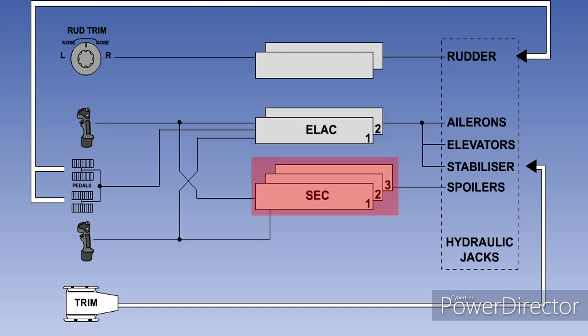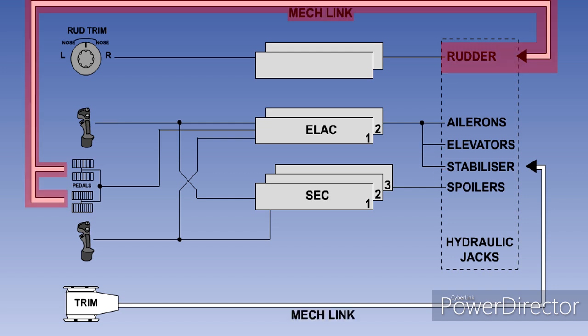There are 3 spoiler elevator computers, SECs. They control the spoilers. And in the event of failure of both elevator aileron computers, they will also control the elevators and stabilizer.